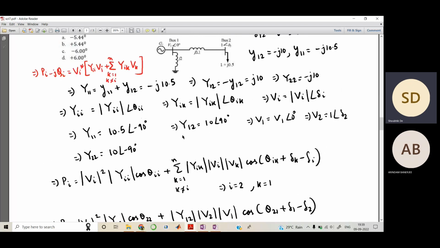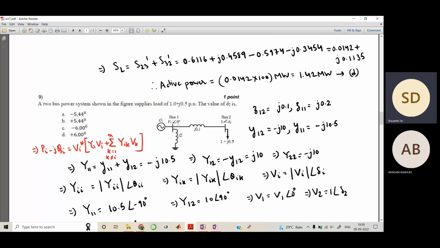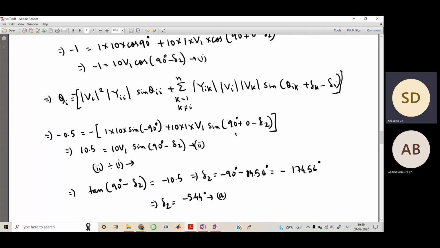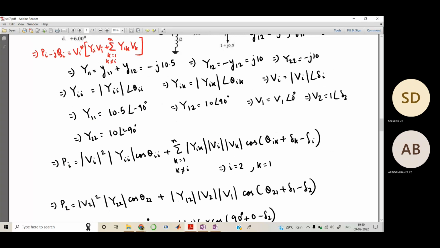So they have finally told us to determine the load angle at bus number 2. It is clear that it is the load bus itself. So tan delta 2 is minus 10.5. So delta 2 is what? Minus 174.56. So it comes out that you have to add plus 180 with this, so it comes out to be minus 5.44, which is your option number A.